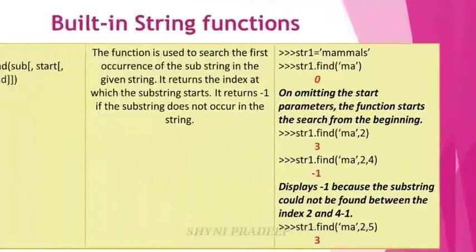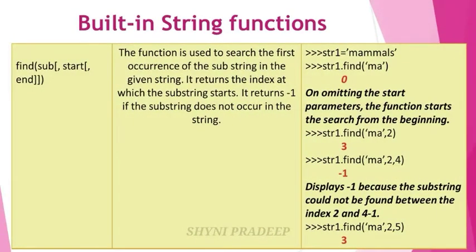Okay, and next, find(sub, start, end). Here sub means substring. Next, start means where you have to start, and end means where you have to end. Okay, so the function is used to search the first occurrence of the substring. It returns the index at which the substring starts. Where the substring starts, you have to enter that index position. Okay, it returns -1 if the substring does not occur in the string. If the substring is not present in the main string, it returns -1 on the output screen.